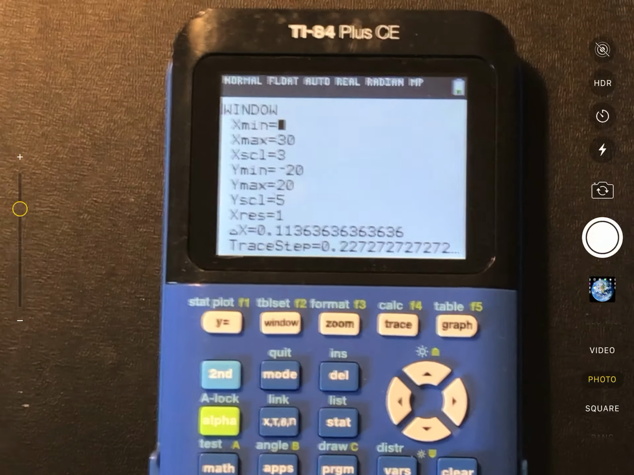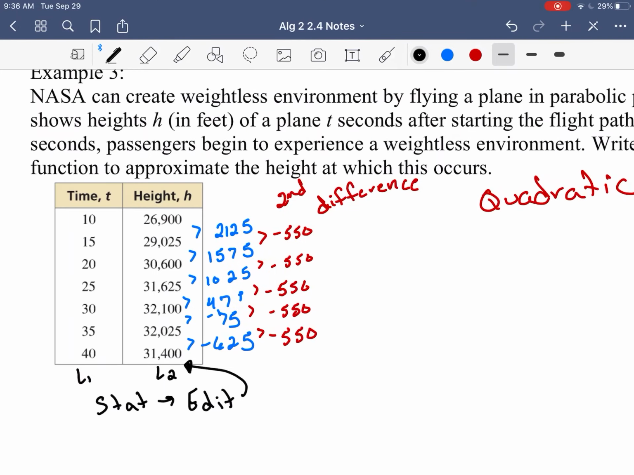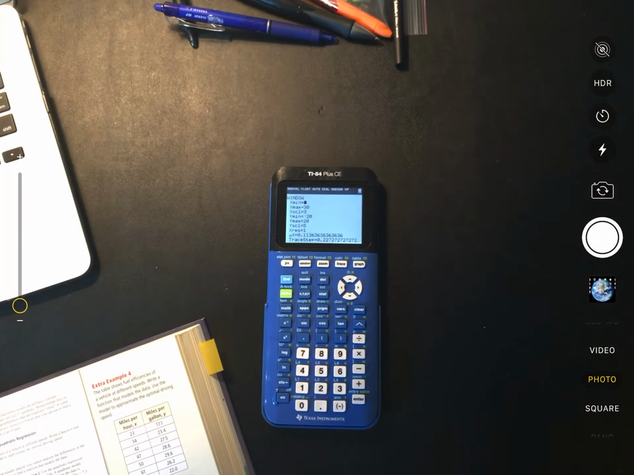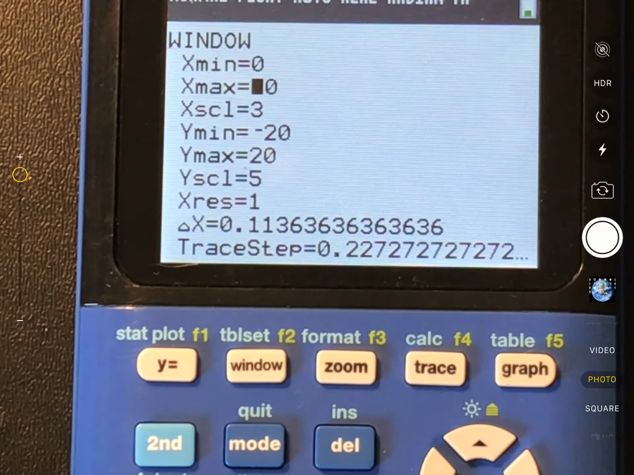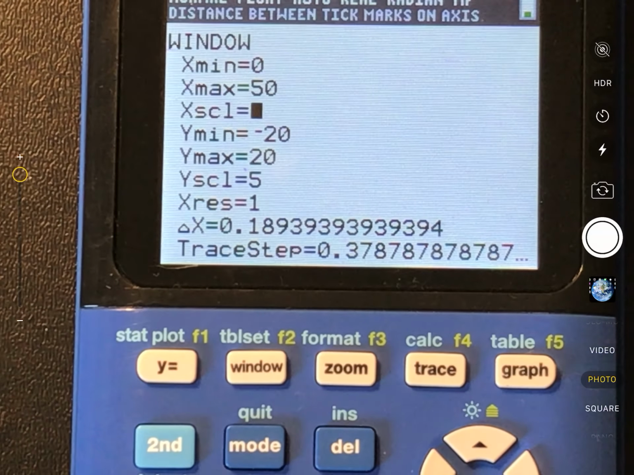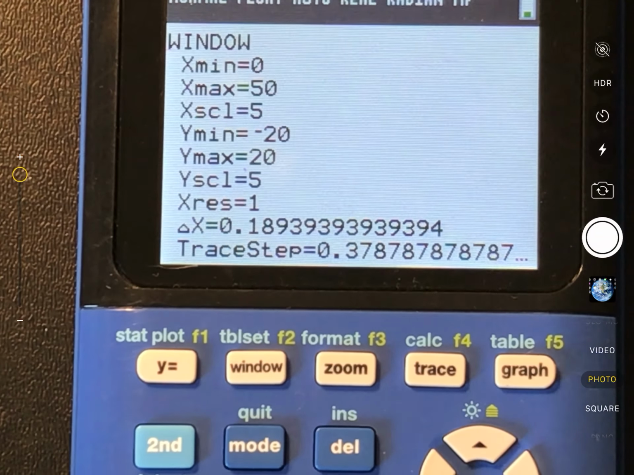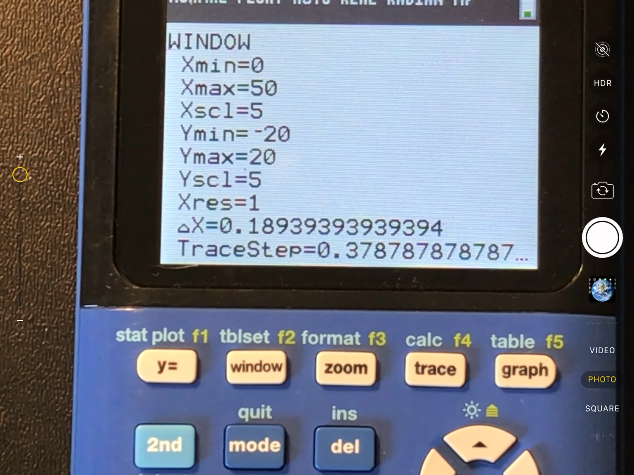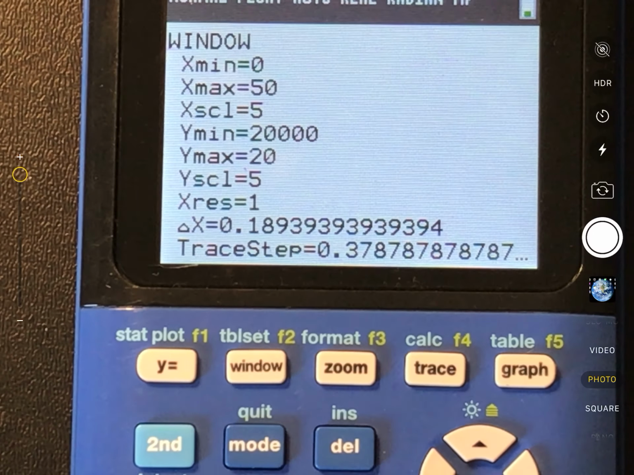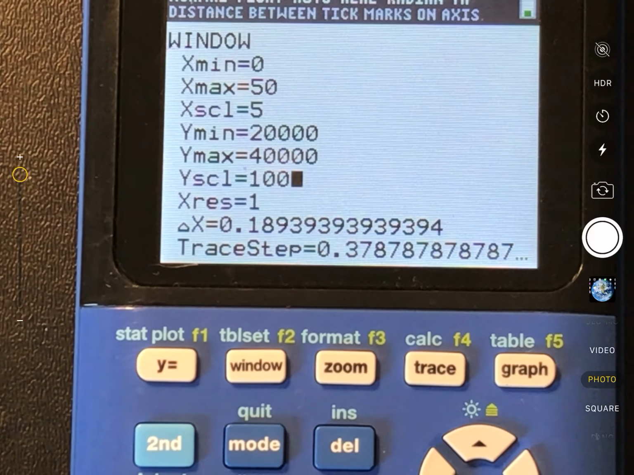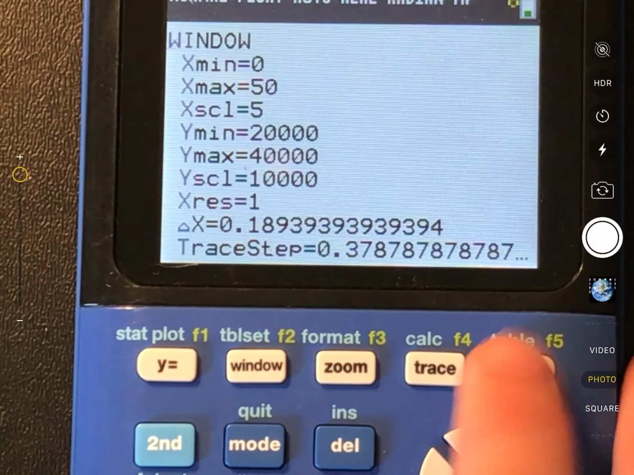We look at our table. So we'd go back and look at the table. My x's, or t's here, are 10 to 40-ish, so we'll go 0 to 50 maybe. So 0 to 50, we can count by 5s or 10s. 5s. My y's, though, are super big, like 26,000 up to about 30-some thousand. So how about we go 20,000 to 40,000, and let's count by 10,000s there. And then let's go graph.